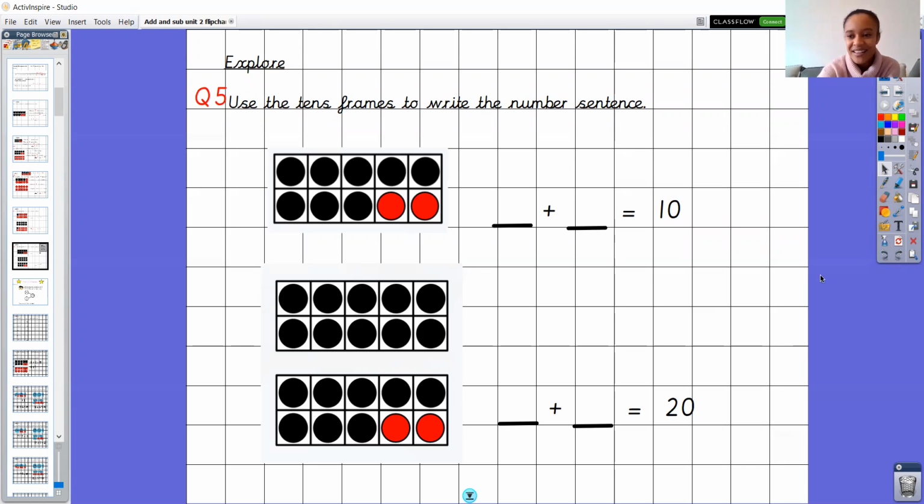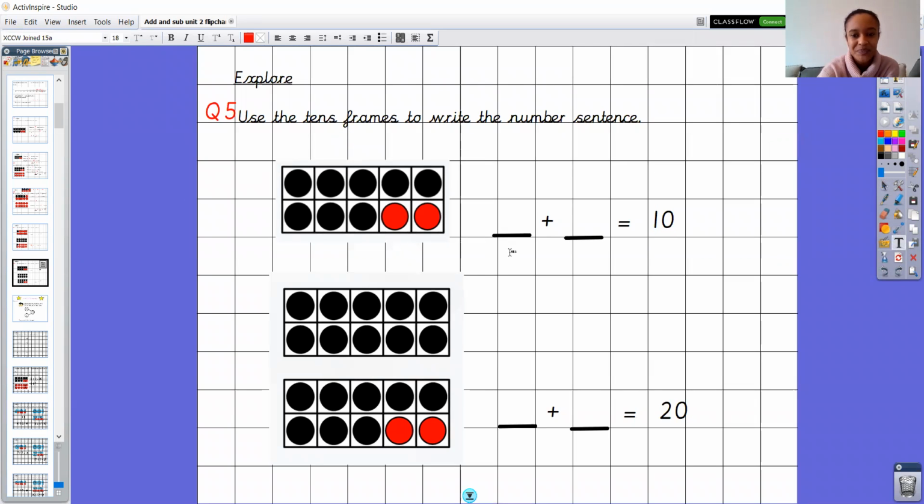Brilliant. Okay, so firstly, I can see what number sentence up here. What number bond do we know? Oh, we know that 8 add 2 equals 10, don't we? We can see 8 black counters and we can see 2 red counters. 8 is one of my parts, 2 is one of my parts, and the whole is 10.